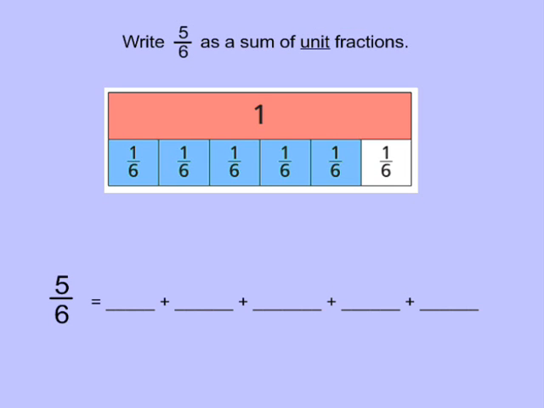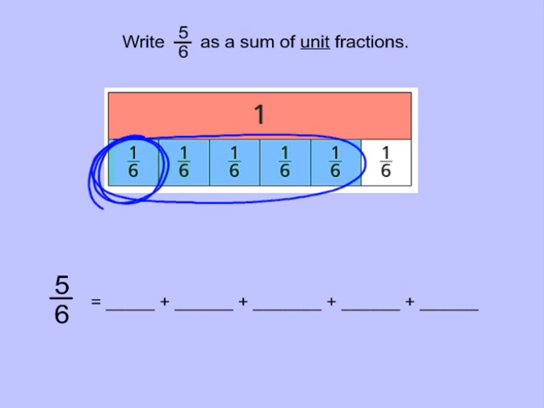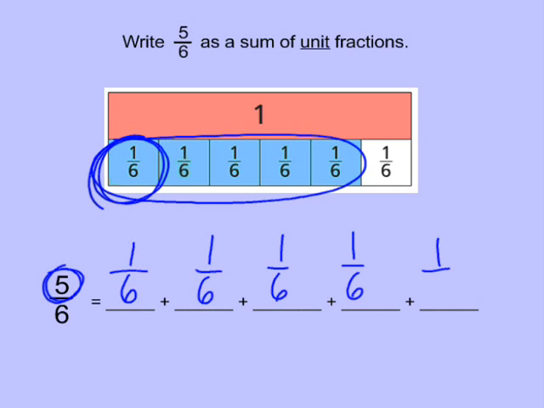If I wanted to write 5/6 as the sum of unit fractions, 5/6 would be represented shaded here, and each one of the unit fractions would be 1/6. So that we would have it 5 times. So 1/6, 1/6, 1/6, 1/6, and 1/6. So 1/6 5 times would be equal to 5/6.